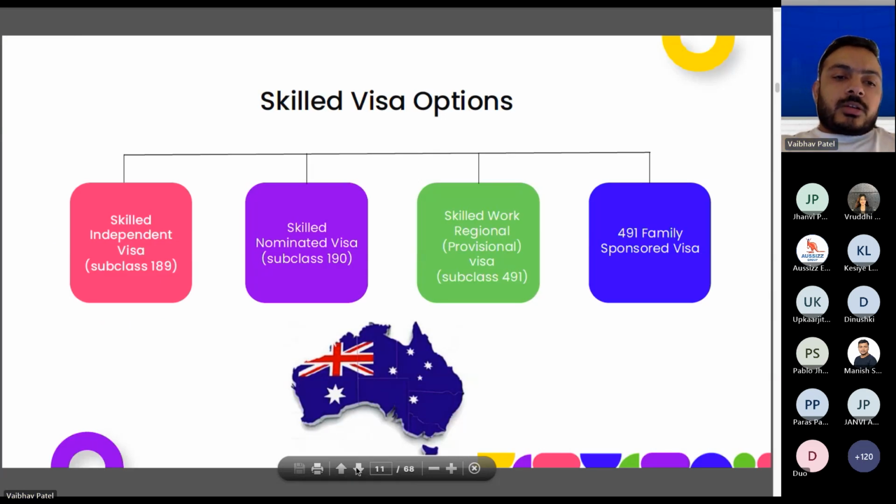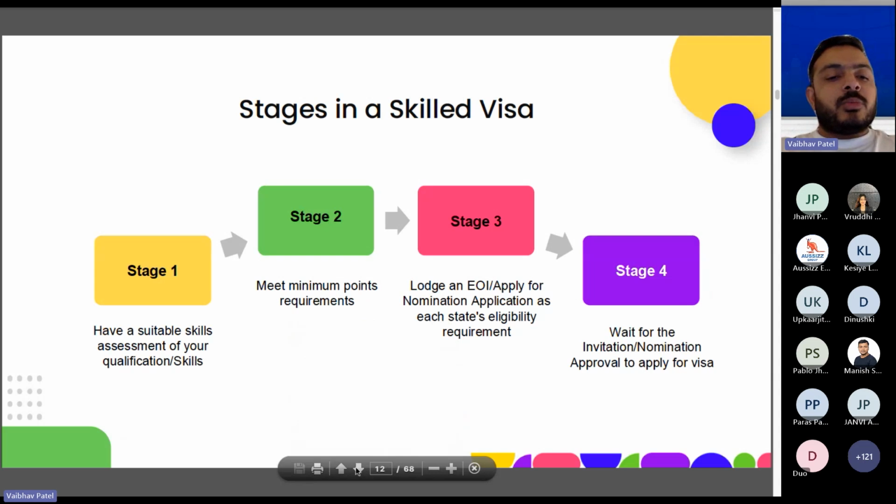Now, coming into the skill visa categories, there are 4 categories in the skill visa: Subclass 189, 190, 491 state-sponsored visa, and 491 family sponsorship. How do you apply for these skill visas? Number one, you have to obtain a skill assessment. You need to meet the minimum point requirements. Then you need to lodge an EOI or apply for a state nomination, depending on which category you are applying for. And then you wait for your invite. And once you are invited, you lodge the visa.